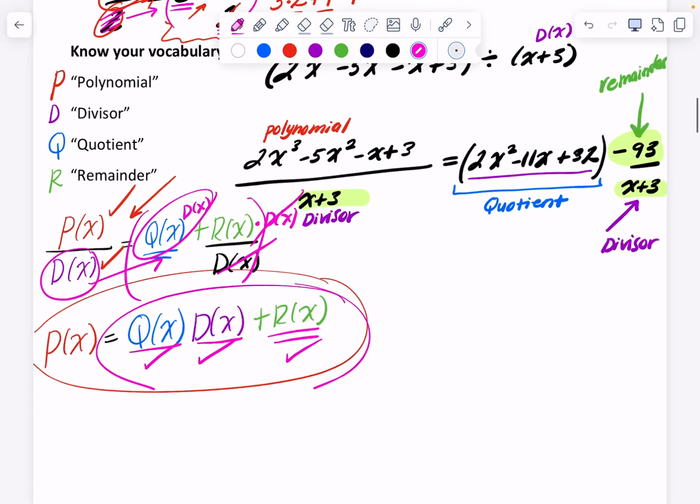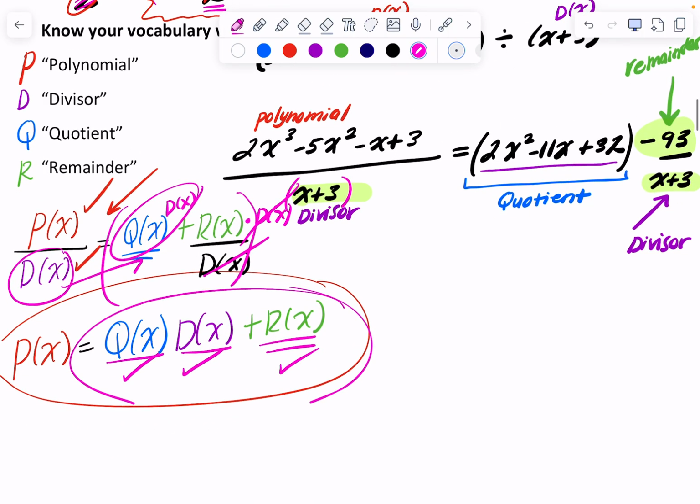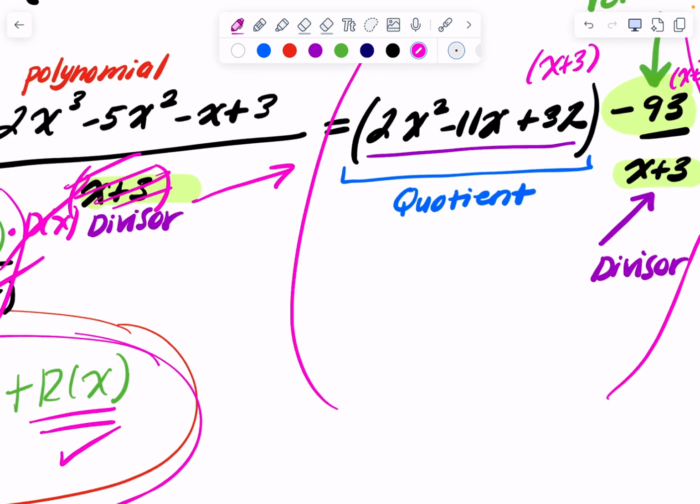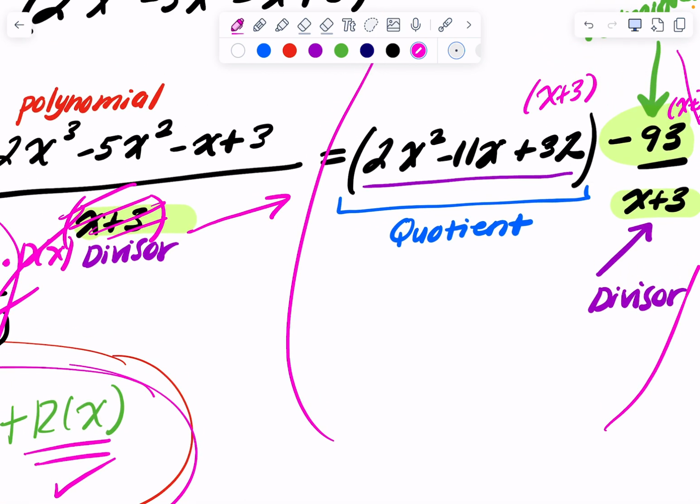We would take our x plus 3 and we would go like this. I'm going to multiply it over to this side. So now it's gone. So I had to multiply it to this. It's squishy, so just stick with me. And this. Now we're not actually multiplying it out. We're just writing it. So we have 2x squared minus 11x plus 32 times x plus 3. I'm writing it as a times problem.